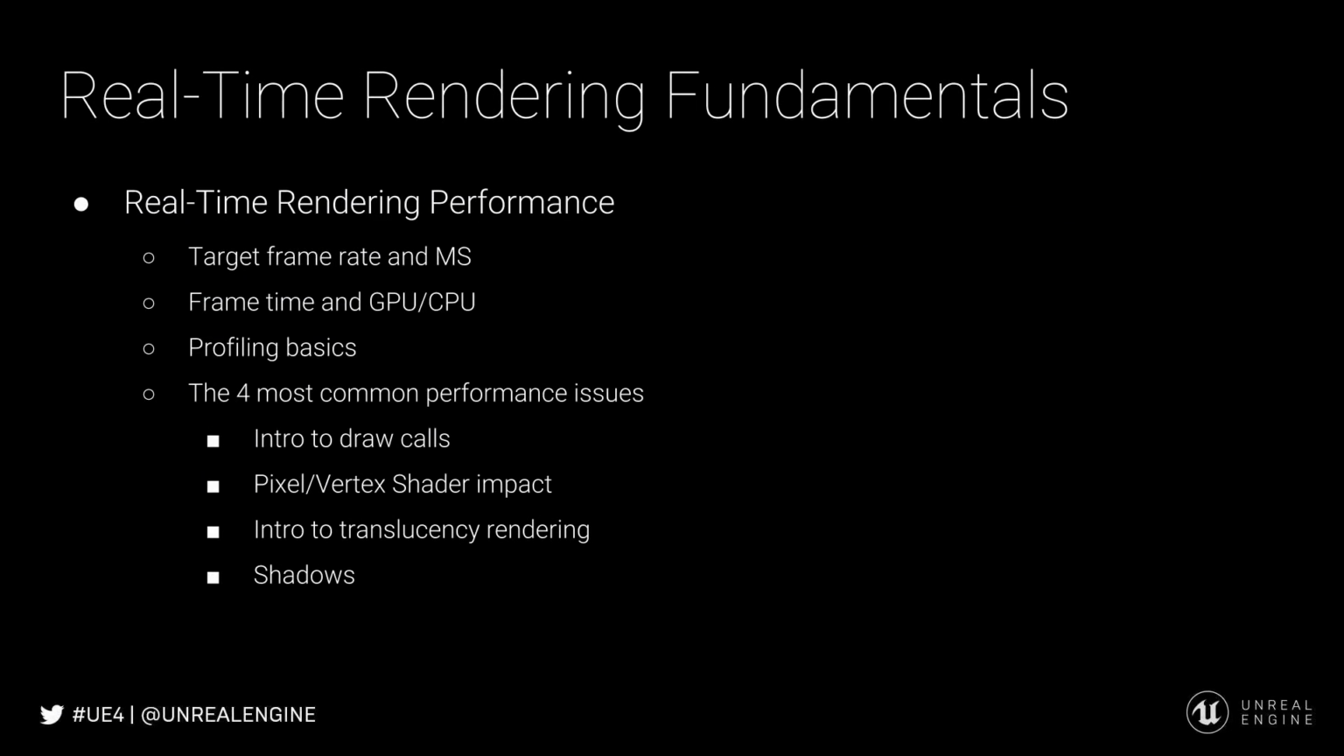So we've gone over target frame rate, frame time and milliseconds, frame time and GPU, CPU, profiling basics, and then the 4 most common performance issues, which is the impact of draw calls, pixel and vertex shader impact, translucency is heavy, also because of pixel shaders, and dynamic shadows are really slow, in particular if you use high polygon counts on your models.